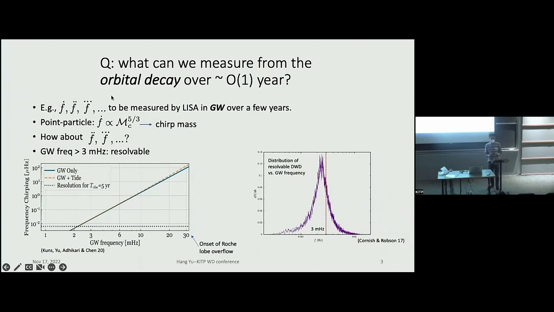At this point, we cannot yet separate out matter effects. But if the binary is sufficiently compact, if it has a GW frequency, say, greater than 3 millihertz or so, then the binary can actually decay quite a bit within a few years. And for those systems, we can measure not only f dot, but also f double dot, f triple dot, all those higher derivatives. And such a compact binary is actually not so rare. It's been estimated that nearly half of the individually resolvable white dwarf binaries will have a GW frequency greater than 3 millihertz. So for those systems, we can see the impact of the tide.